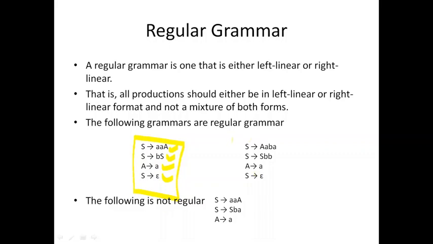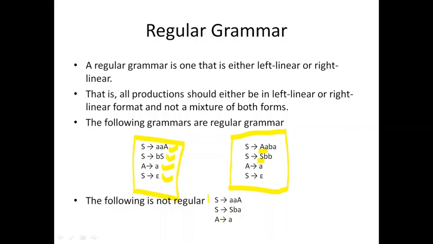Okay. Now if you look at this set of productions, this is again a regular grammar because all the productions are in left linear form. Here you can see that capital A, which is appearing on the right hand side, is appearing as the leftmost symbol. Here capital S is appearing as the leftmost symbol, and in the other two productions again there are no non-terminals.